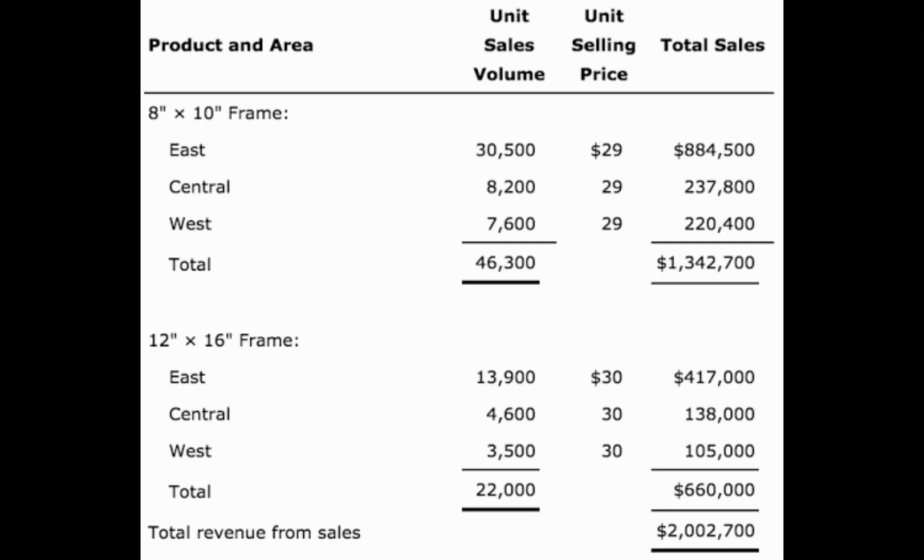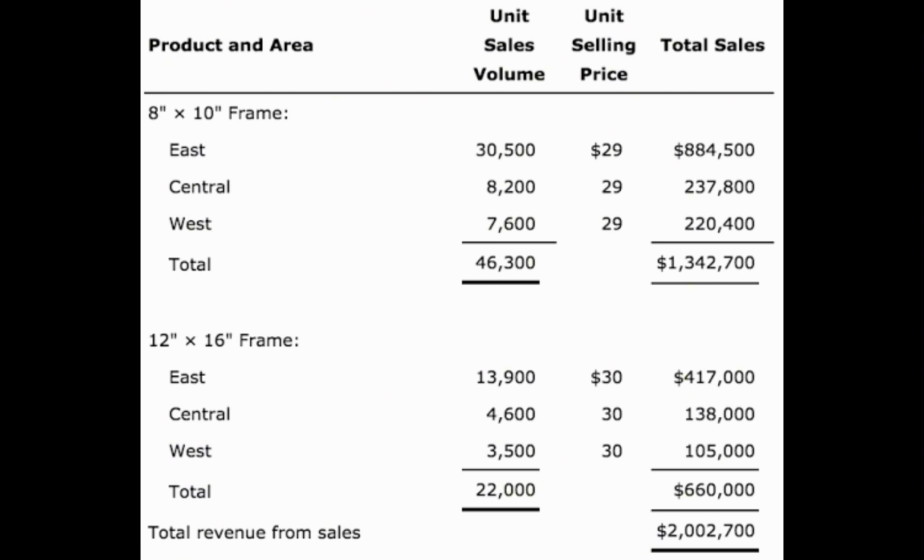For unit sales volume for East is 13,900, Central is 4,600, and for West is 3,500. The total for this is 22,000, and the unit selling price for this 12 times 16 frame is $30, $30, and $30. And for total sales for this 12 times 16 frame is $417,000 for East, and for Central is $138,000, and for West is $105,000.